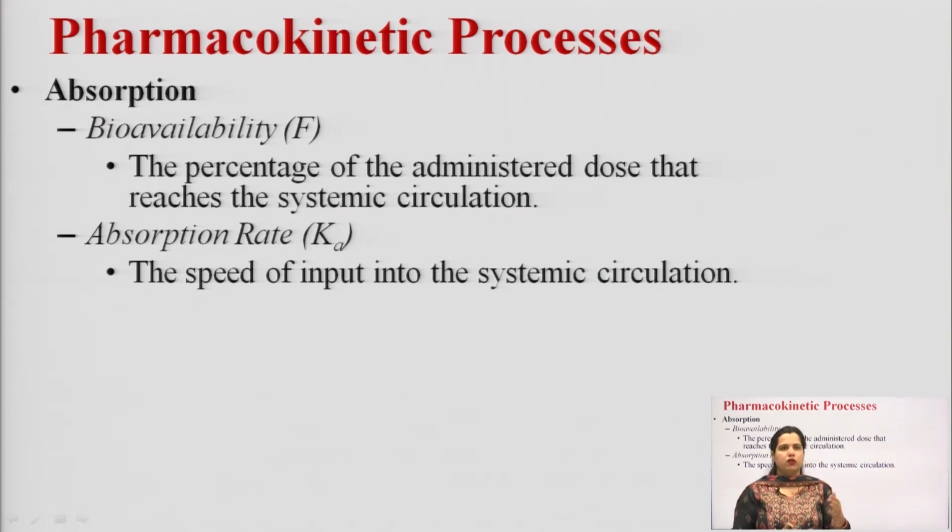After bioavailability, there is the absorption rate, the speed of input into the systemic circulation. For example, from time 0 to 30 minutes, how much drug is getting absorbed into the plasma or reaching systemic circulation is known as the absorption rate or rate of absorption. It is denoted by Ka. So, basically, in a particular time, how much drug is reaching systemic circulation is known as the absorption rate.